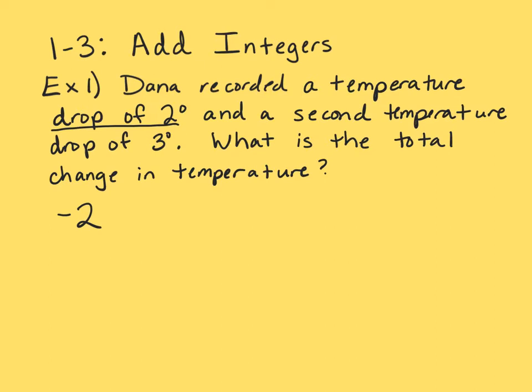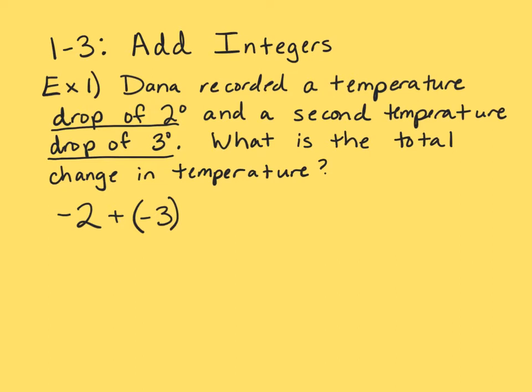And a second temperature drop of 3 degrees. So once again, we're going to drop, so we're going to decrease by 3. So that could be represented by a -3. So really, I have a little expression that I could just add these two integers to solve this problem to see the total change.